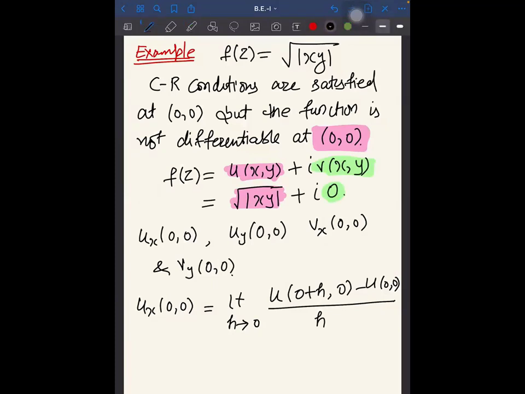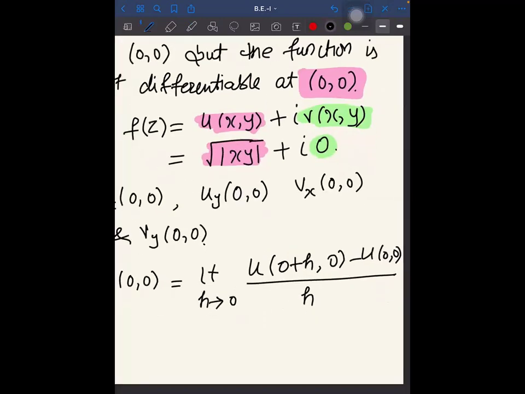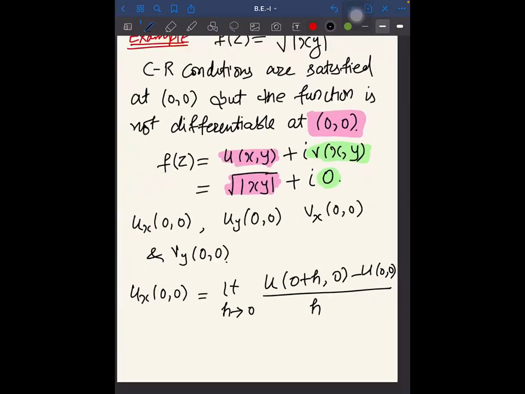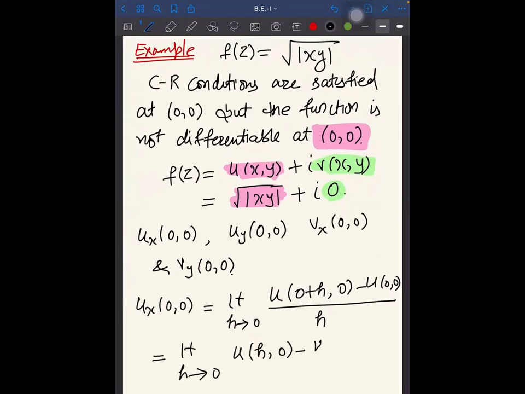You're with me? So now think, if I have to find the limit as h goes to 0 of u(h,0) minus u(0,0) upon h, what will happen when we put 0, 0? It will become 0 upon h. And what will be your u(h,0)? Of course, you'll put 0 over here, h over here, and 0 over here. So the product will be 0, so that means you will have this thing to be 0. 0 minus 0 upon h.